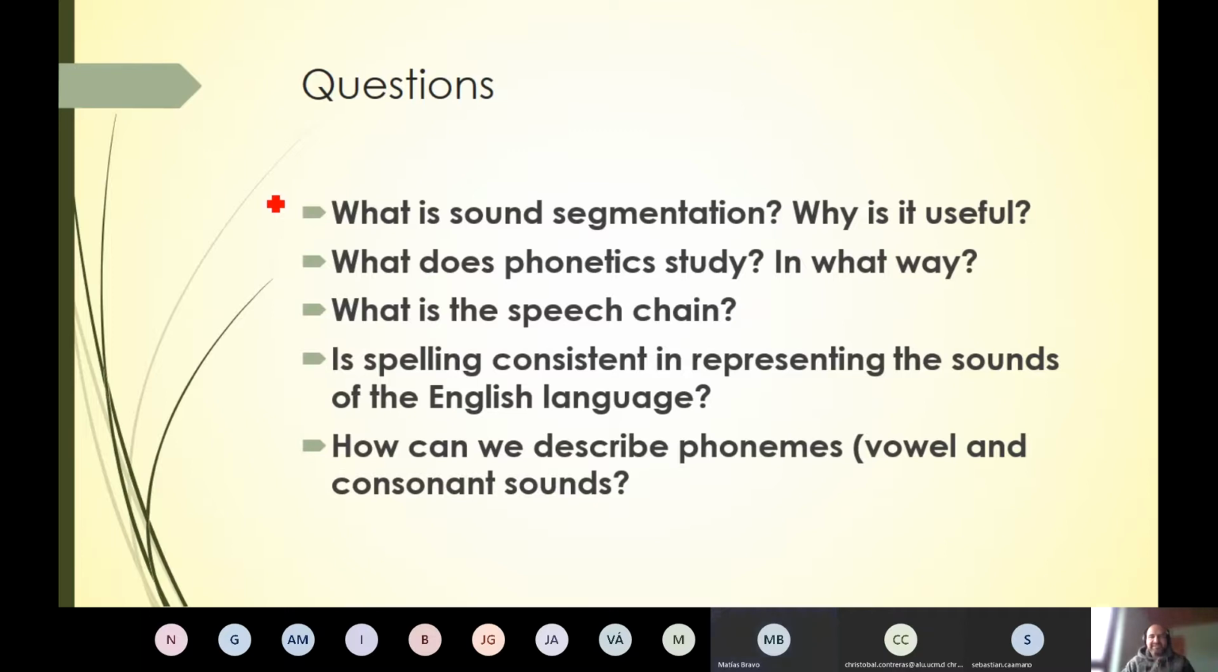Thank you so much, Matias. So these are the questions that we are going to cover. Some of them maybe you already know the answer to, but others, if you don't know the answer, hopefully the answer will be discussed here during the session, okay? So what is sound segmentation? Why is it useful?